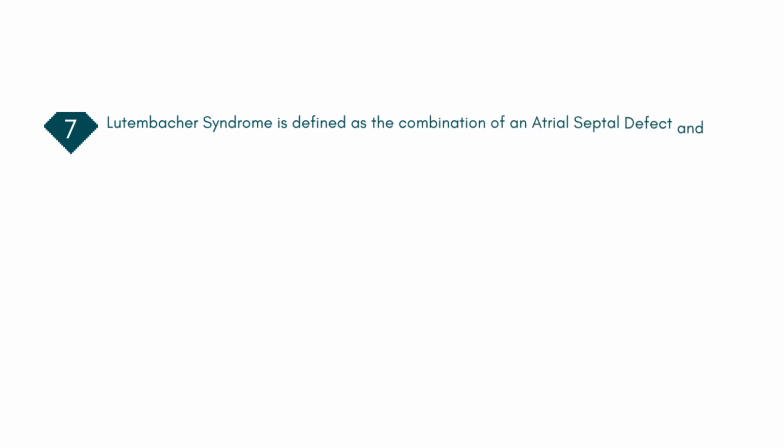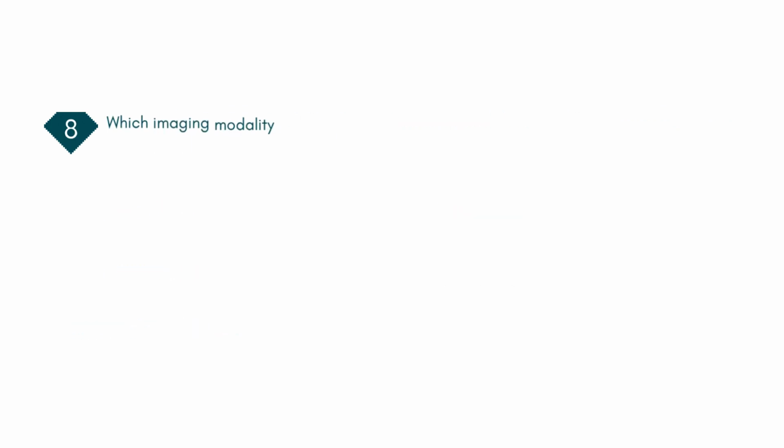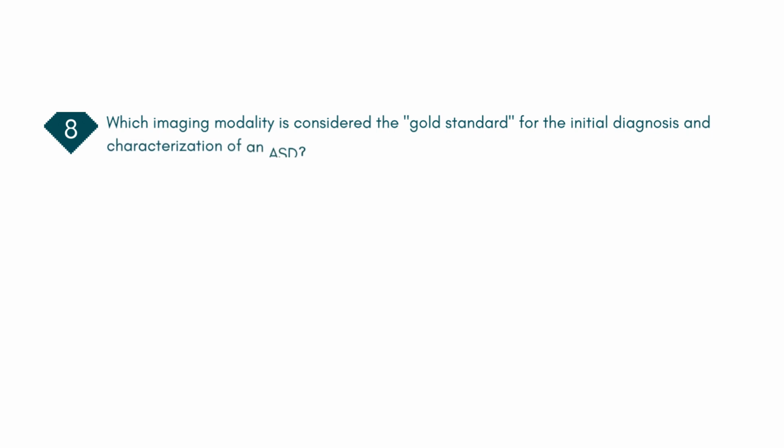Ludenbacher syndrome is defined as the combination of an atrial septal defect and which other condition? A. Mitral stenosis. B. Aortic regurgitation. C. Coarctation of the aorta. D. Pulmonary stenosis. Answer: A. Mitral stenosis. Which imaging modality is considered the gold standard for the initial diagnosis and characterization of an ASD?